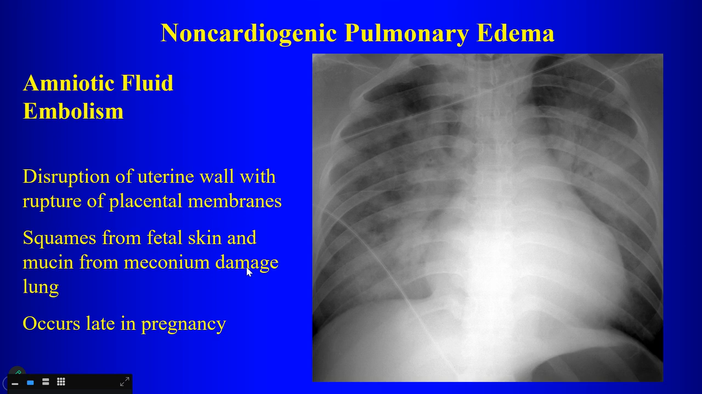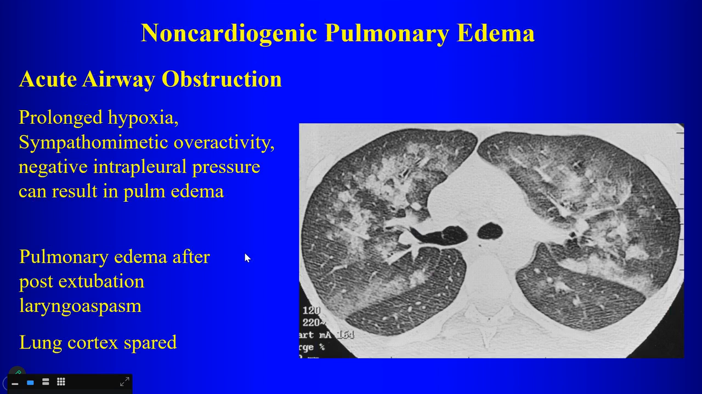Amniotic fluid embolism occurs, of course, late in pregnancy, so you'll have the history for that. Acute airway obstruction, prolonged hypoxia can result in overactivity of the sympathetic system, and negative intrapleural pressure as the patient struggles to breathe. That can also result in pulmonary edema. What can be interesting about the pulmonary edema that occurs from asphyxia is that the cortex can be spared in the periphery.